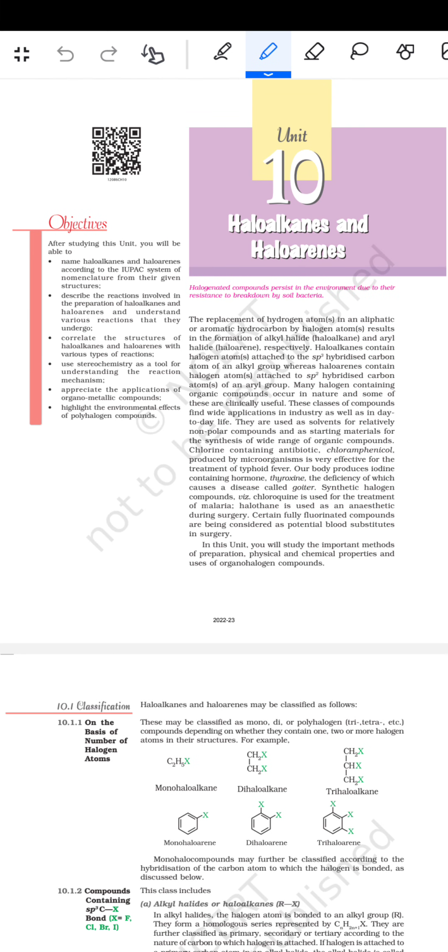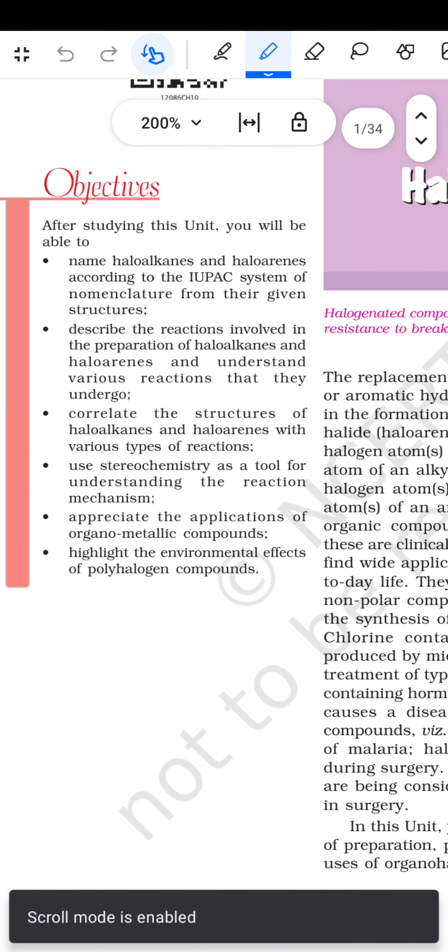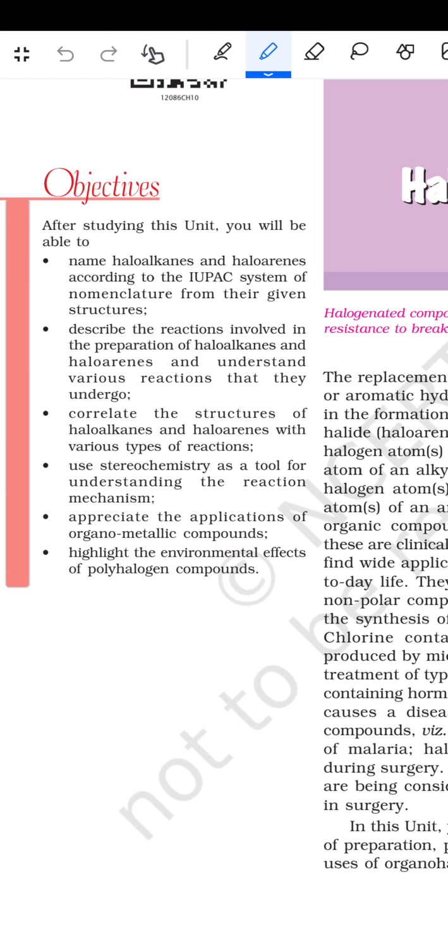Now the haloalkanes and the haloarenes. Objective: after studying this unit, you will be able to name the haloalkanes and haloarenes according to the IUPAC system of nomenclature from the given structure. Describe the reactions involved in the preparation of the haloalkanes and the haloarenes and understand the various reactions that they undergo. Correlate the structure of the haloalkanes and the haloarenes with the various types of reactions.